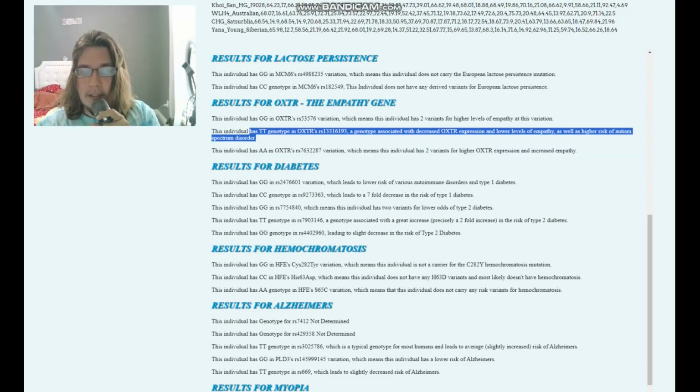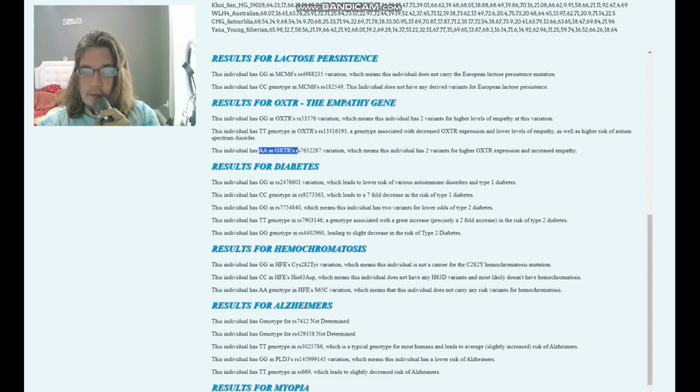And she's got AA in this variation of OXTR, which means higher levels of empathy and higher OXTR expression. Very surprising, because I was under the impression that various monkeys, gorillas, chimps, orangutans, they don't really have that much empathy. I guess bonobos have some empathy. I've read about them, but it's interesting that maybe they have their own genes that have to do with empathy that are not OXTR.